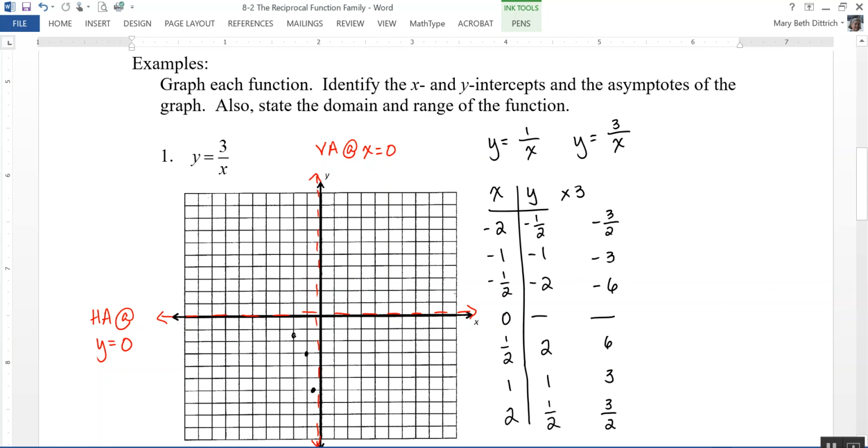Actually, I would like one more over here. You'll notice that they're flips of each other. So I can also plot the point negative 6, negative 1/2. So there's half of my graph right there. Now plotting my positive values: 1/2, 6. 1, 3. And 2 and 3/2. And I can also extrapolate that I would have 6 and 1/2 as well.